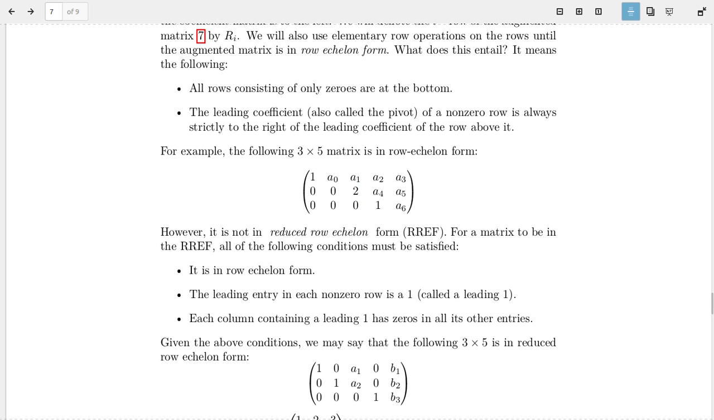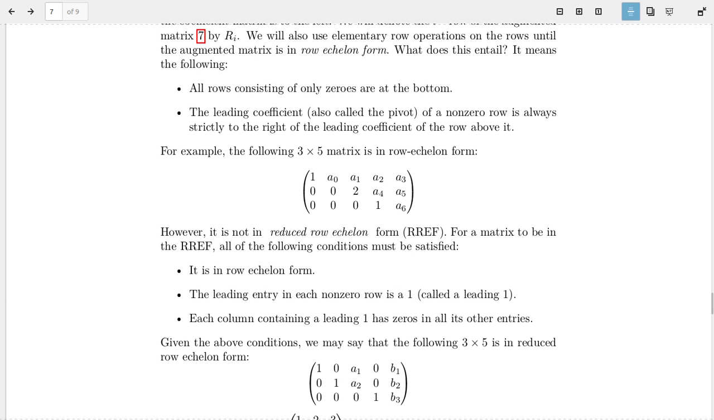Now, each column containing a leading 1 has zeros in all other entries, right? So for example, this column that has a leading 1 has zeros underneath it. This column that has a leading 1 has a 0 above it and below it. This column that has a leading one has zeros above it, right? So 1 0 0. So this is in reduced row echelon form.